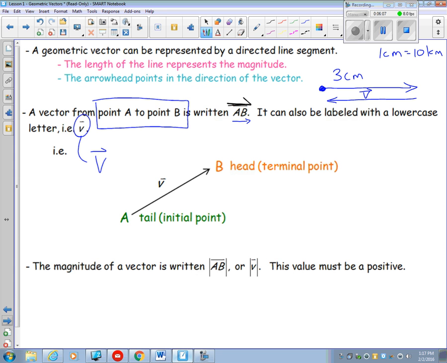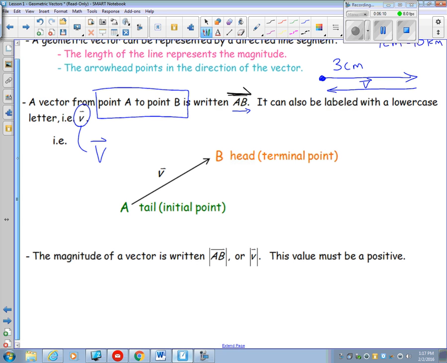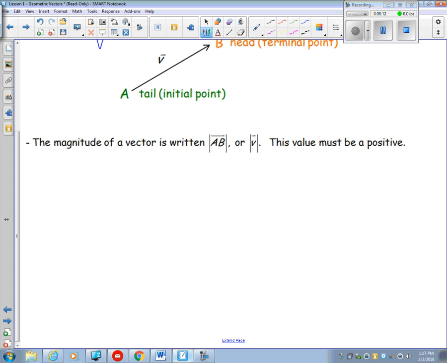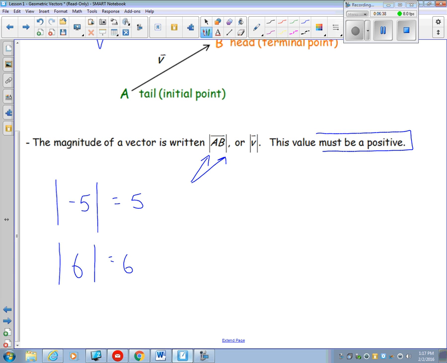Okay. And one more little idea, the magnitude, the size of your vector. We use absolute signs to label the magnitude of the vector. And what absolute signs do is they take the sign off of a value. So the absolute value of -5 is 5. It's 5 units from 0. The sign doesn't matter. The absolute value of 6 is 6. Everything becomes a positive. And the reason we use that is that when we're talking about vectors, the magnitude of a vector must be positive.